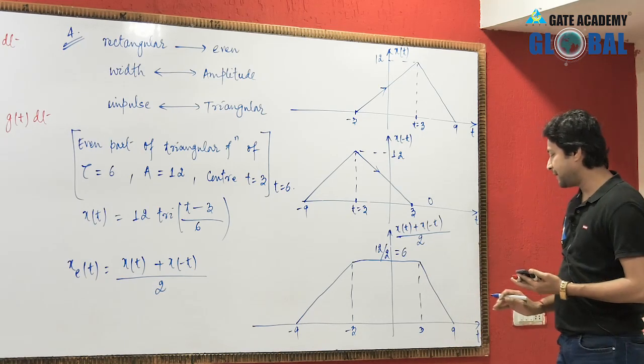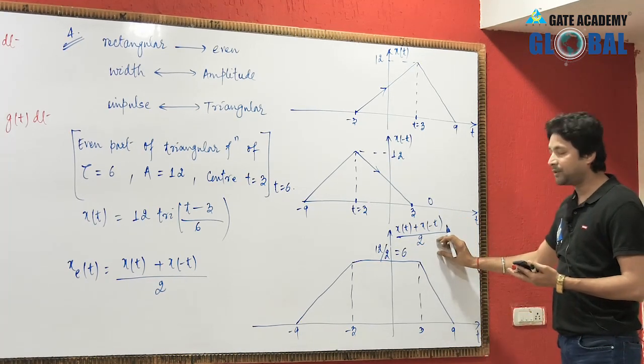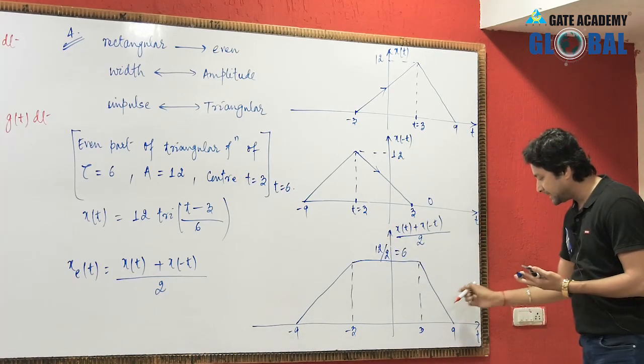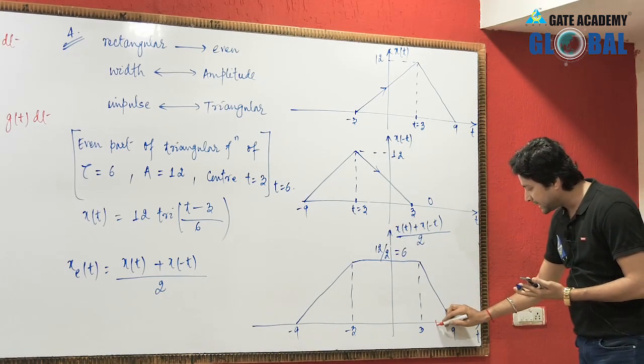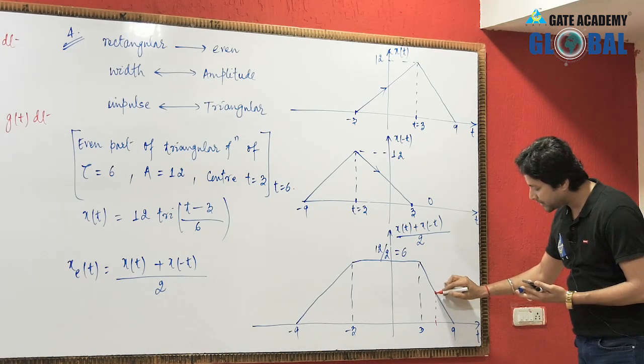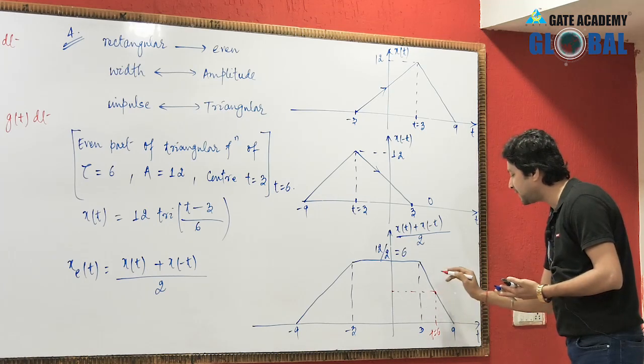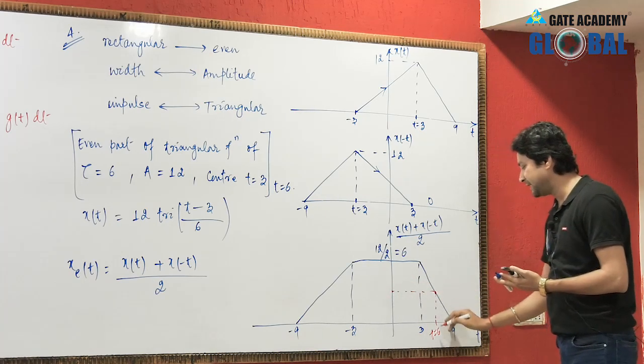So now if you have to find out the value of this even part of x(t) at t = 6, here it is 3 and it is 9, in between there would be a value t = 6. So we have to find out the value of this even part at this point t = 6.